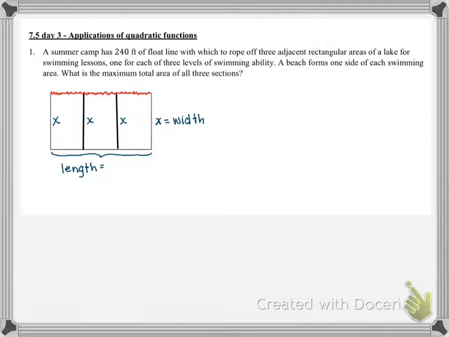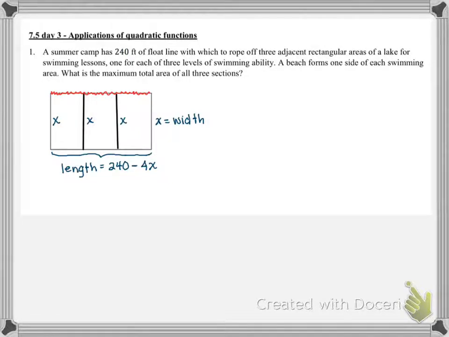240 minus 4x. Good. So we started with 240 feet of rope, and to make the 4 lengths that we labeled already, we had to use 4x feet of rope. So 240 minus 4x is how much we have left of the 240 to make that last length.